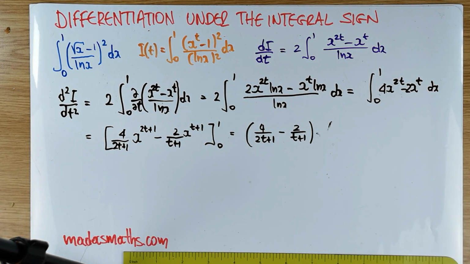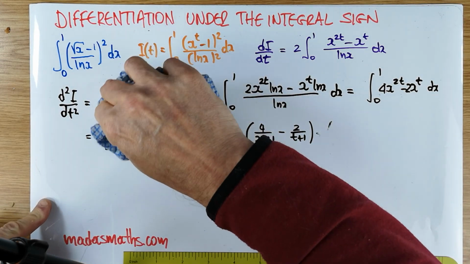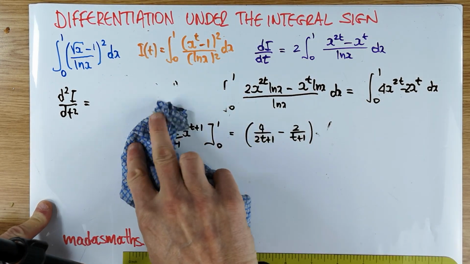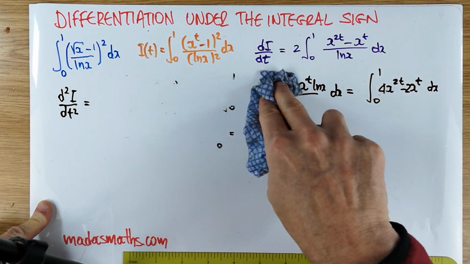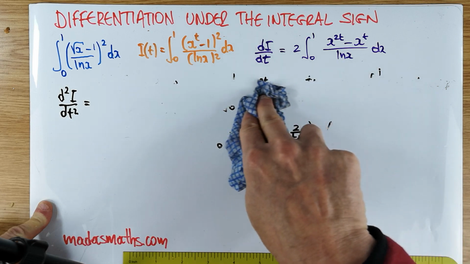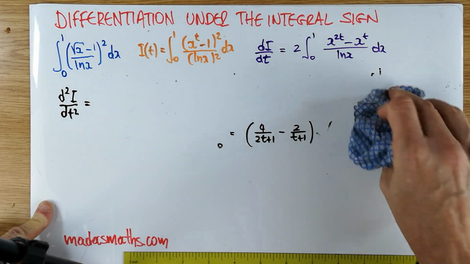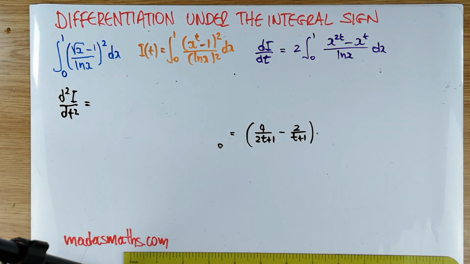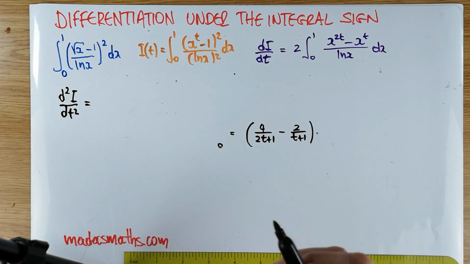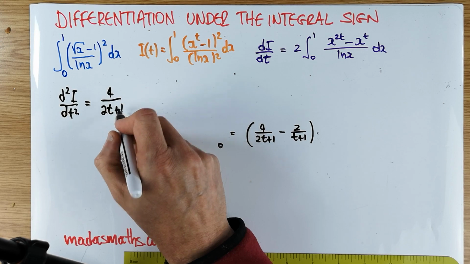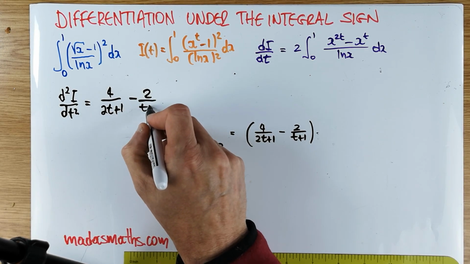So what is sensible to do is to clear all of this and move it so I have it next to the second differential up here. So you have to be careful I don't rub off by mistake anything that I might need. So I hope you followed what I've done so far. It shouldn't be too difficult to follow. So the second derivative of I with respect to t is going to be equal to 4 over 2t plus 1 minus 2 over t plus 1.